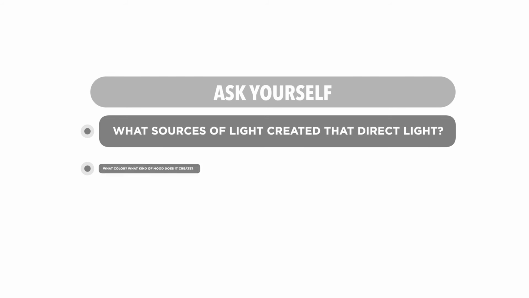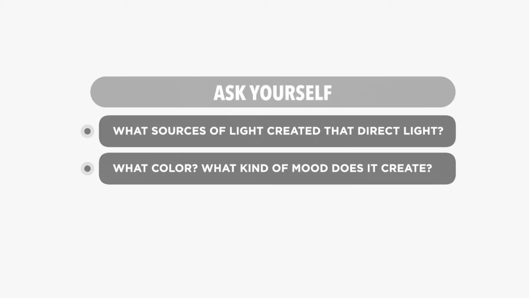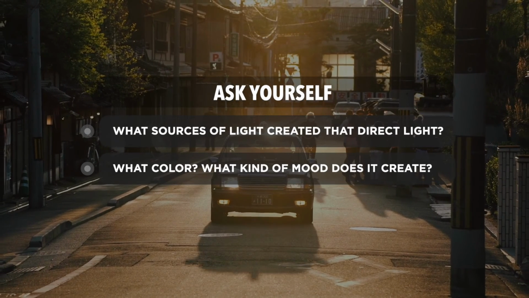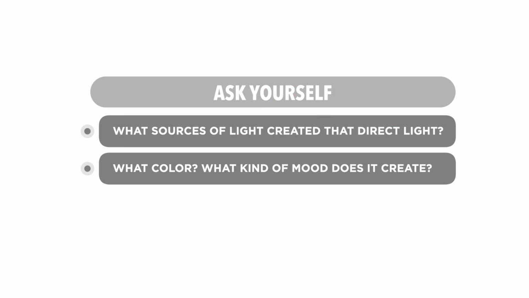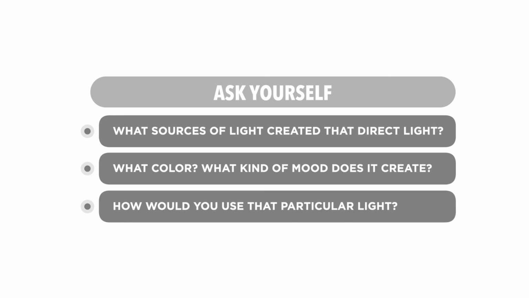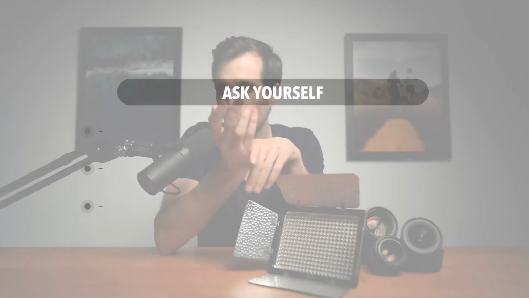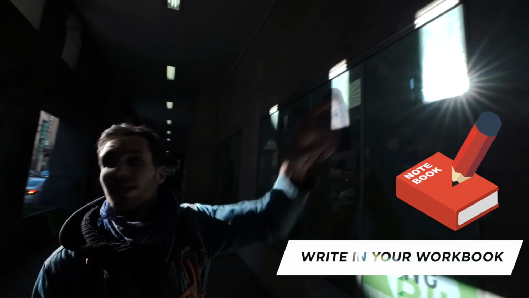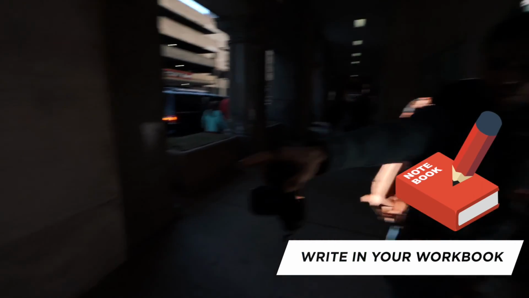Then I want you to pay attention to the color. What kind of color does it cast? What kind of mood does it create in the scene where you are? And try to think, with the example I just showed you, how would you use that particular light in a photograph? Obviously, write all that in your workbook. It will be very helpful to look back at it, and it can always give you inspiration for things you hadn't thought about before.